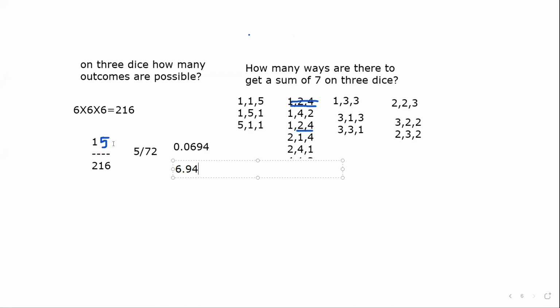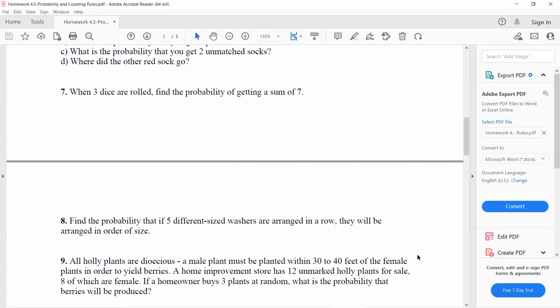Let's see what number 8's about. So this is our percent there. I want my percent sign. Okay, let's take a look at it. Is it something manageable or is it something nasty? Let's take a look. So it says, find the probability that if 5 different sized washers are arranged in a row, they will be arranged in order of size.